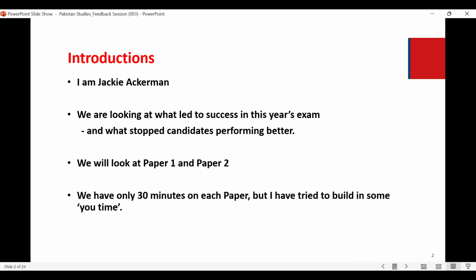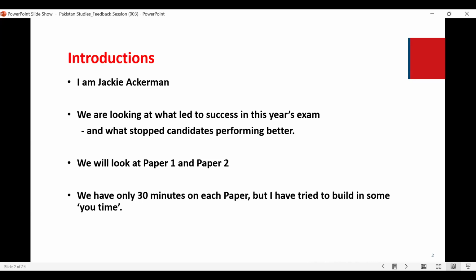It's not going to be on specific questions. It's really looking at exam techniques, looking at what led to success in this year's exam. And we're going to look, especially with paper 2, perhaps at what stopped candidates performing better, what they're not doing so well. So we're going to look at both of the papers.